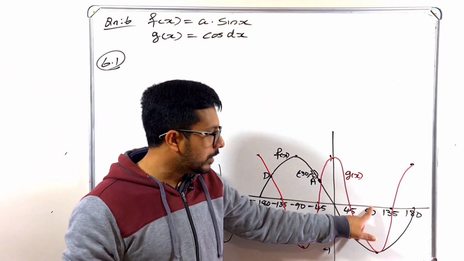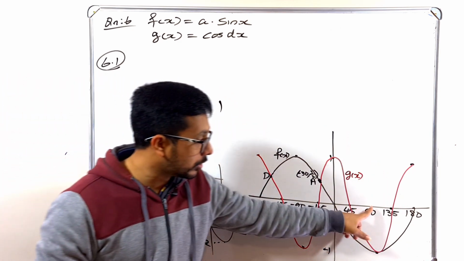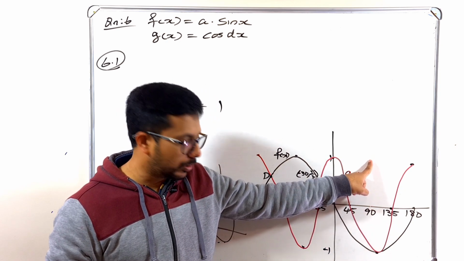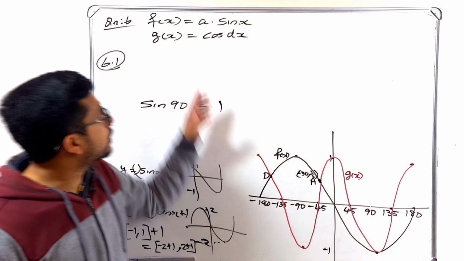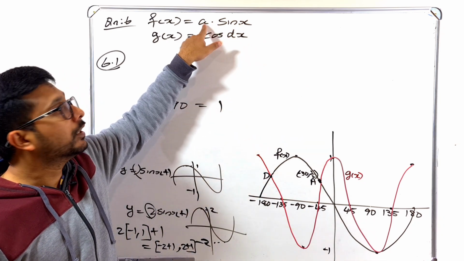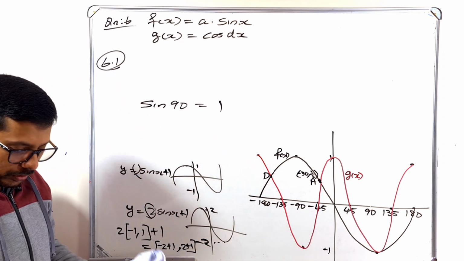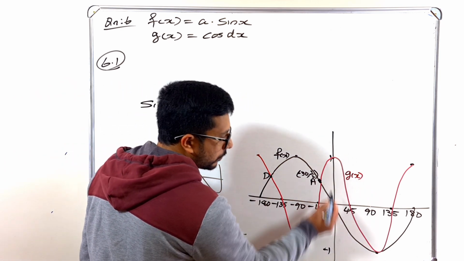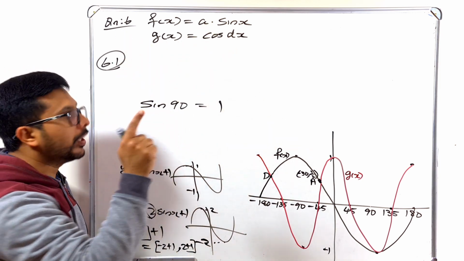Actually, when it is 90, it is supposed to pass through +1. We know sin 90 is 1. That means when x is 90, the f of x graph is supposed to pass through +1, but the f of x graph is passing through -1. So it means this a sin x graph is a reflection of the graph, or we can say that the value of a is negative. At the same time, you can see that the minimum value is -1 and the maximum value is +1. So it means that the value of a is 1 in magnitude.